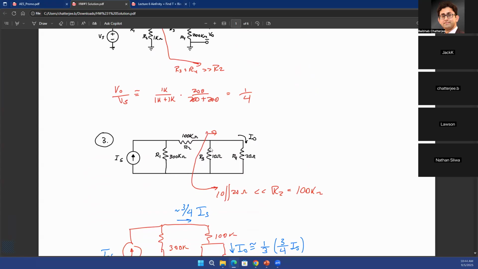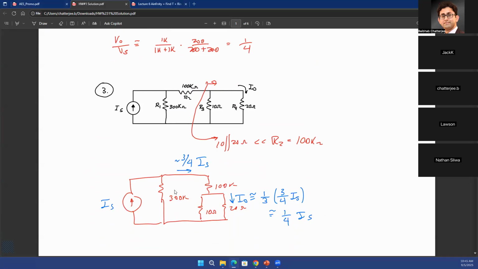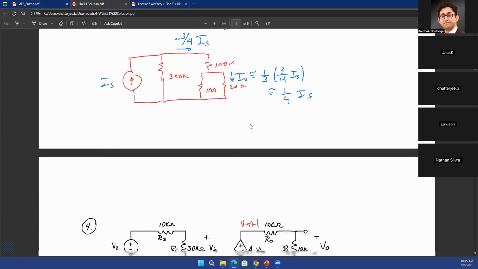The method is exactly the same. Start from the load, work your way backwards, and try to find a current division which looks very simple, like what is being shown here at the bottom. If you write down the equivalent resistances, eventually you come up with a very simple current division network. From that point onwards, work your way forward until you find IO, the current that is flowing through the load.